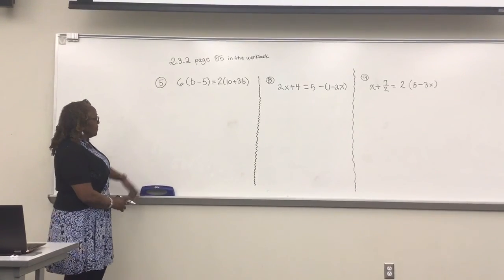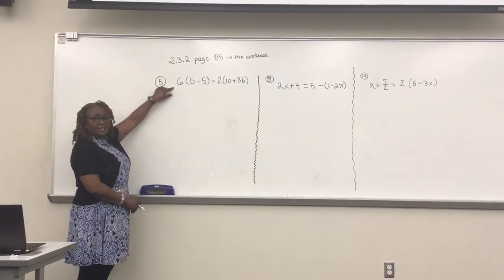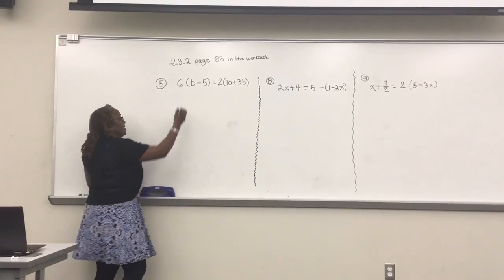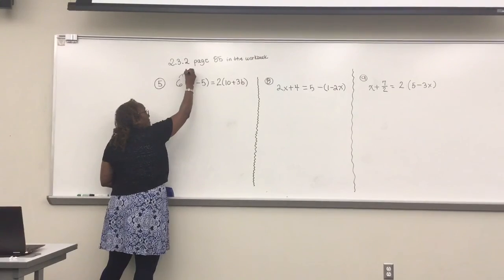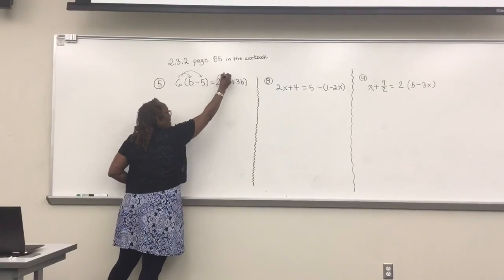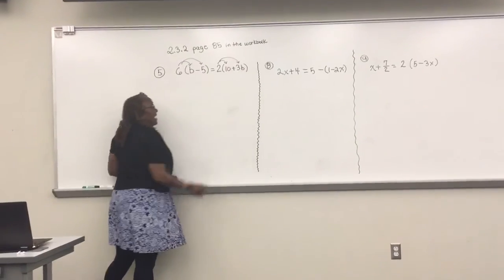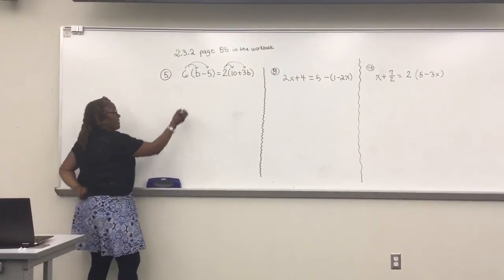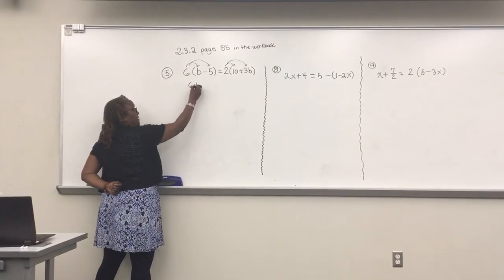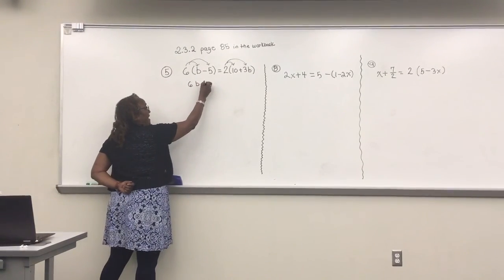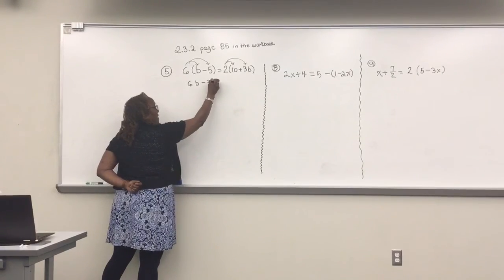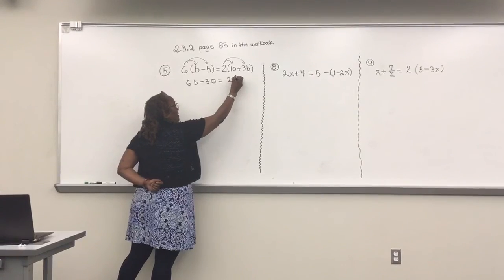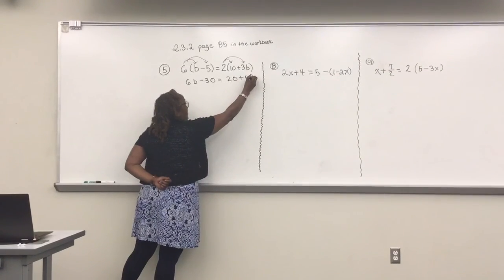If we look at number 5, the first step is that you want to make sure you can handle the distributive property here. We have a set of distributive property on both sides of the equal sign. So now we're just going to do distributive property. 6 times b becomes 6b. 6 times negative 5 is negative 30. Make sure you keep track of your equal sign. This becomes 20 plus 6b.